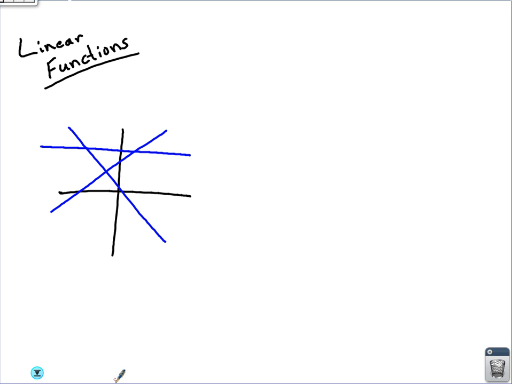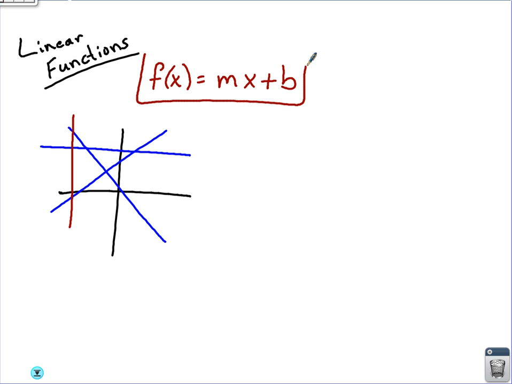But one thing that would not be a linear function is a vertical line, because a vertical line would not be a function. Each and every one of these linear functions, and again, we remind you that a function could start with f of x, which is the exact same thing as y. Any of these linear functions can be written in the form f of x equals mx plus b, which is a very important form that we're going to talk about a lot this section.